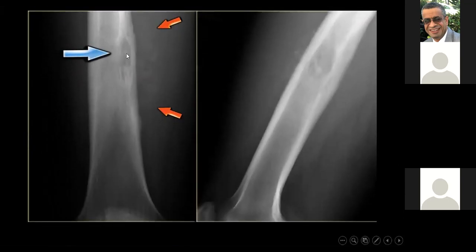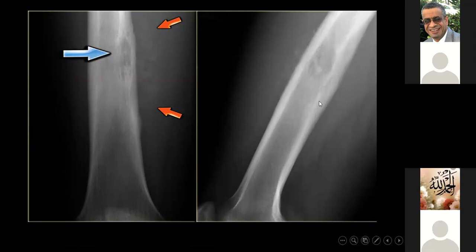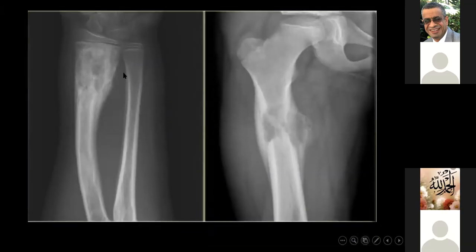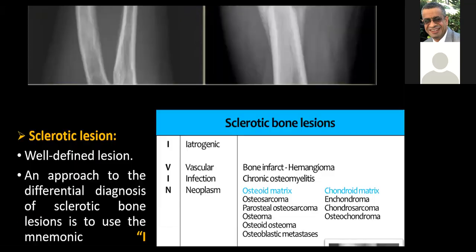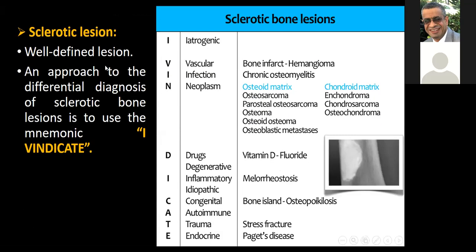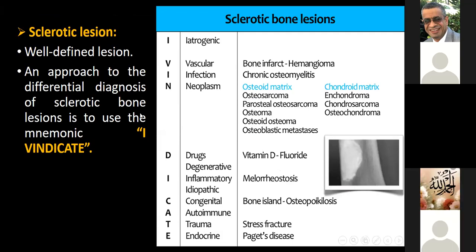As you see here, it is an ill-defined lytic lesion with an aggressive type of periosteal reaction, in a case of Ewing sarcoma. Another case with an ill-defined lytic lesion is eosinophilic granuloma, which is a benign lesion with locally aggressive behavior. The sclerotic lesion is always well-defined because it has a narrow zone of transition.